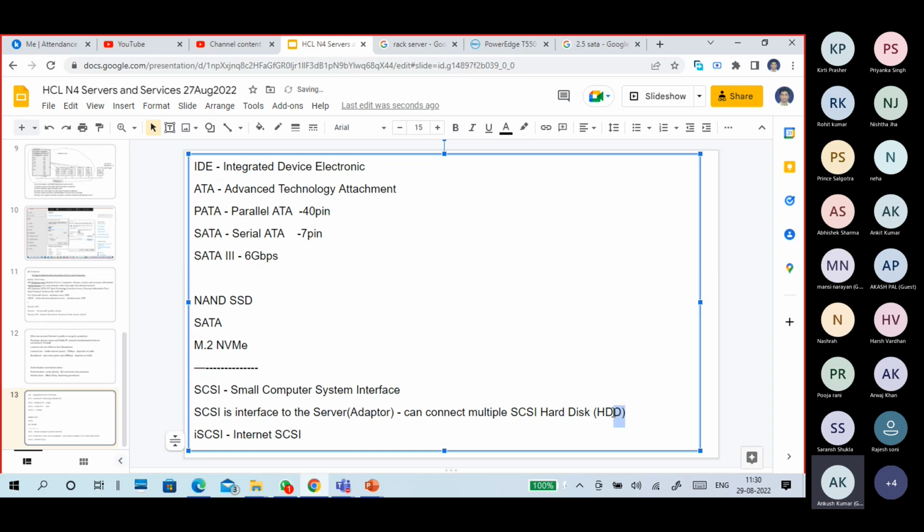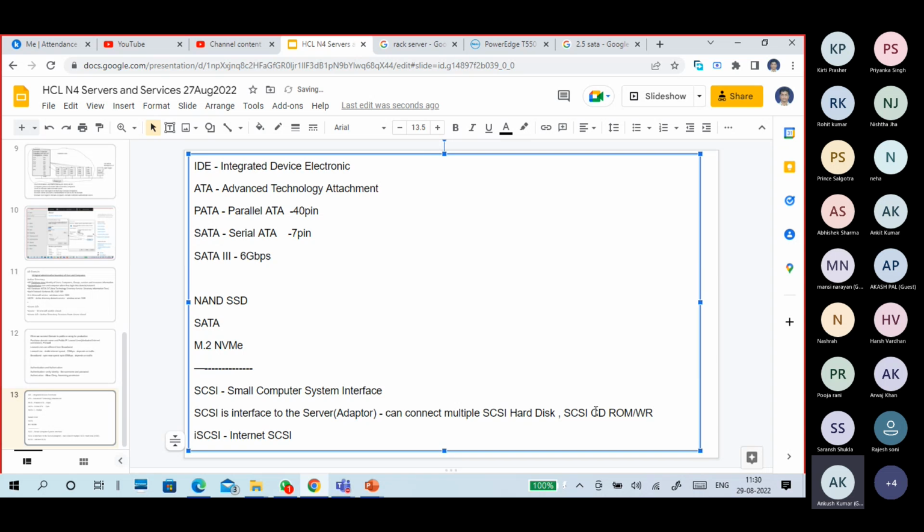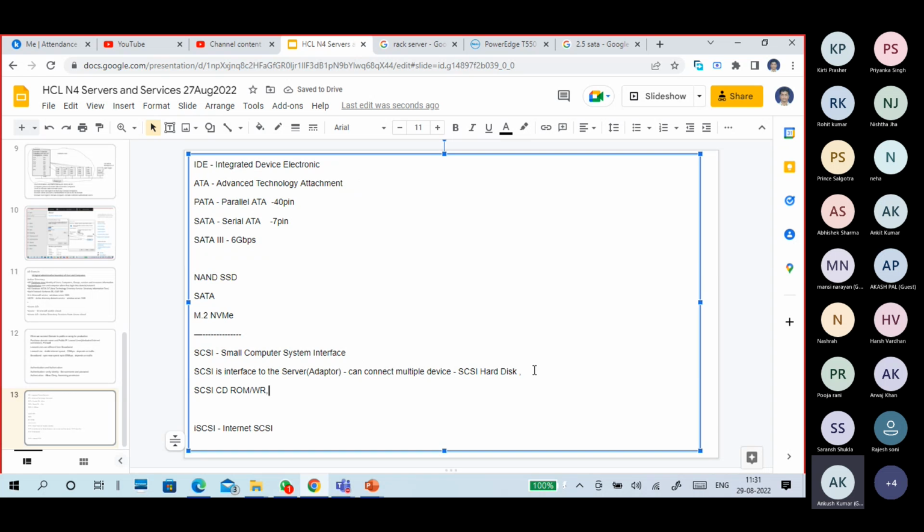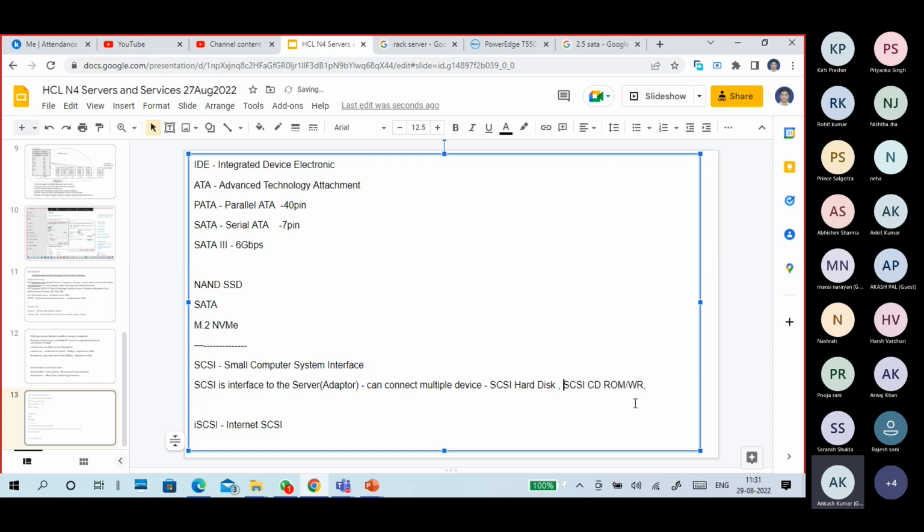So it is easy. It's a SCSI hard disk, SCSI CD-ROM, or a writer. We connect CD-ROMs, CD writers, multiple devices we are able to connect there. Okay, SCSI printers, SCSI scanners are there.